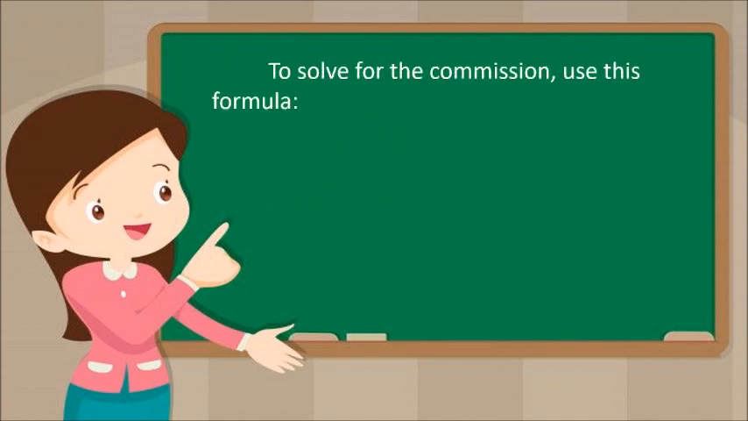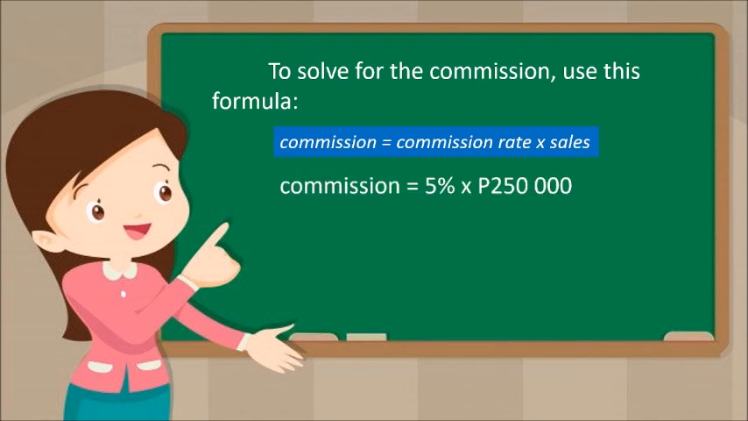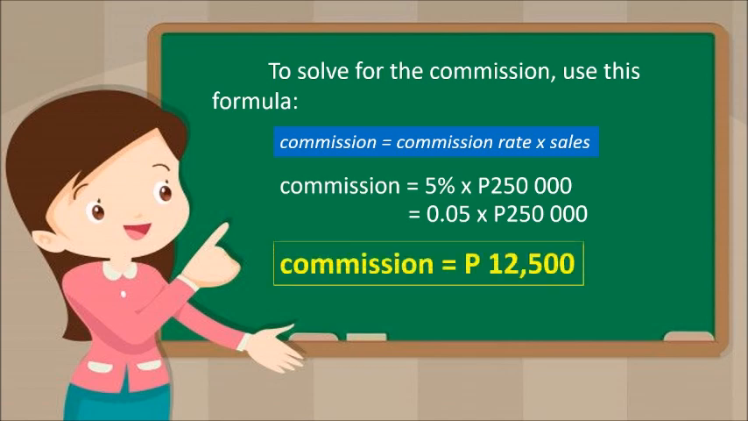To solve for the commission, use this formula. Commission is equal to commission rate times the sales. So commission is equal to 5% times 250,000. So 0.05 times 250,000. His commission is 12,500.